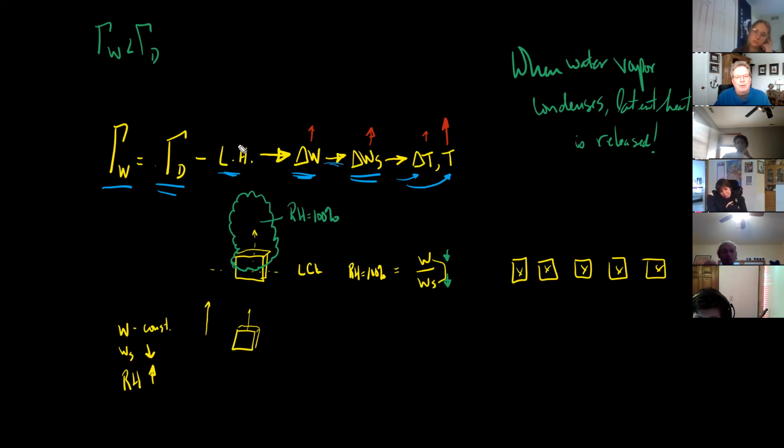But if this changes by more, this becomes what? More latent heat. What does this become? Which way? If this is bigger, this is bigger. If this is bigger, what's this? Less, because I'm taking it away. It's a minus. The bigger this is, the slower the rate of cooling of the parcel.